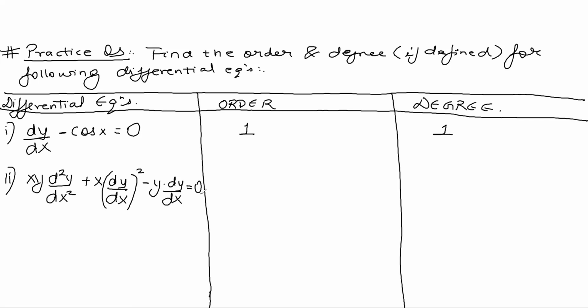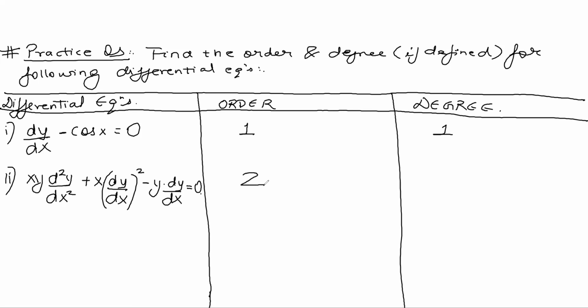So guys, what will be the order of this differential equation? You can clearly see that in this differential equation, the highest order derivative is d square y by dx square. The highest order derivative is d square y by dx square. It is of order 2. So the order of the differential equation is 2.